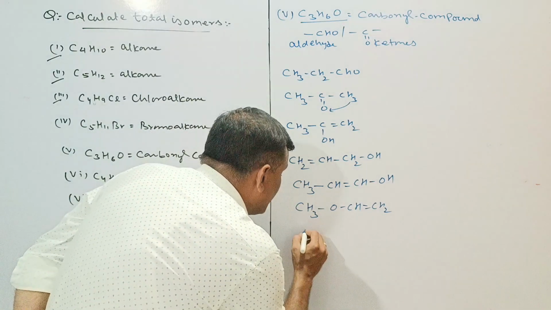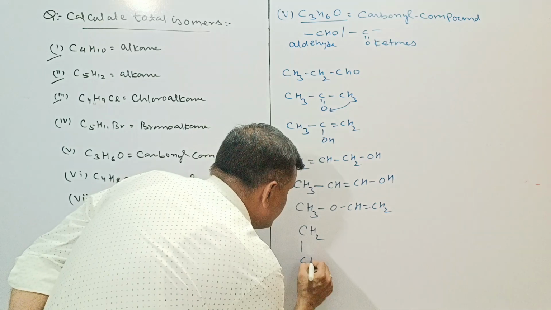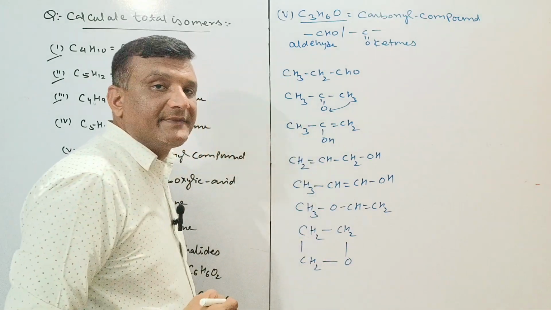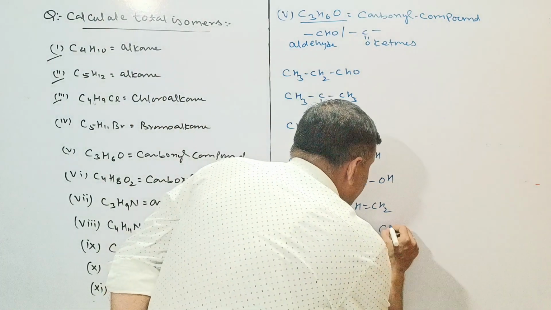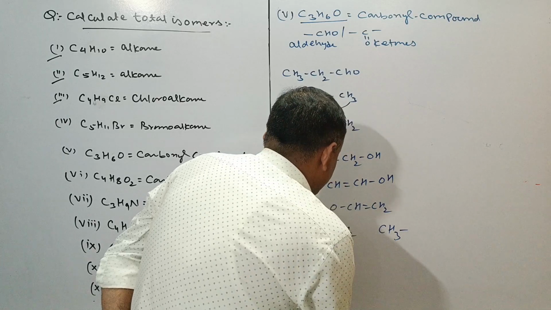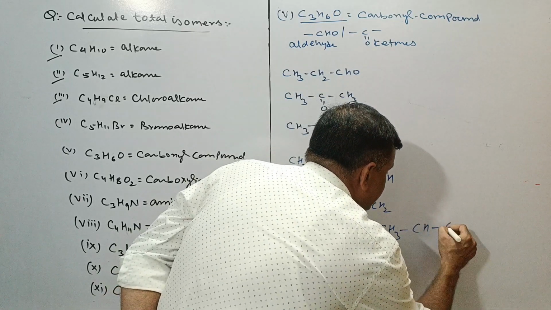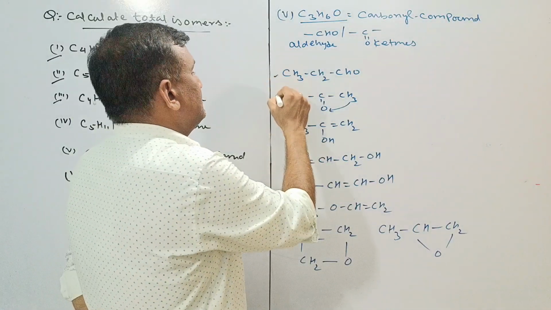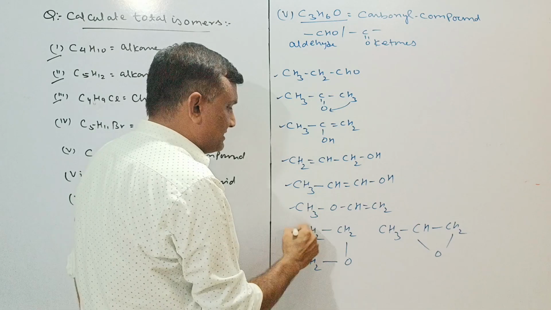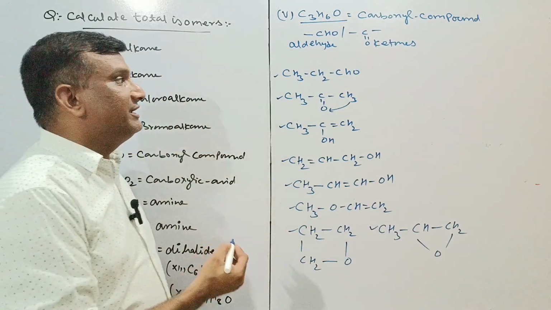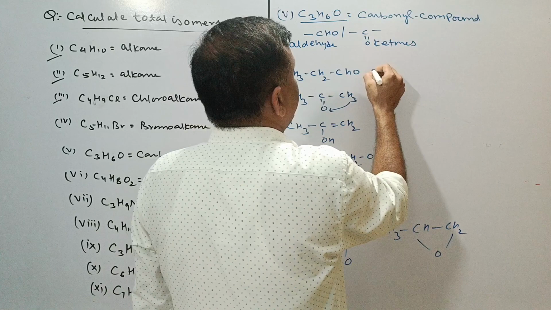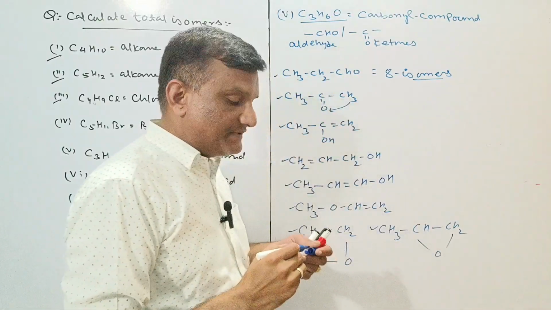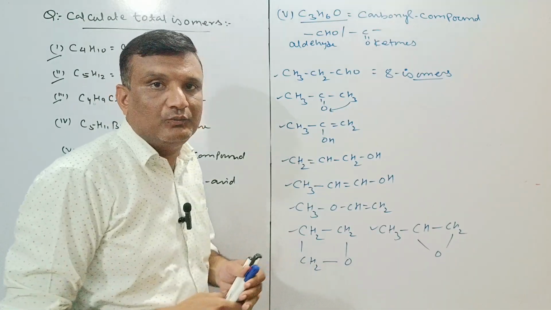Now the time to discuss the cyclic ether. 1, 2, this is the CH3, and we can take another as a substituent as a cyclic ether. So CH3 will be as a substituent, then it will be CH, CH2. This is the O. So there are 1, 2, 3, 4, 5, 6, 7 and 8 isomers regarding this formula. So we will take 8 isomers. This was about the C3H6O.